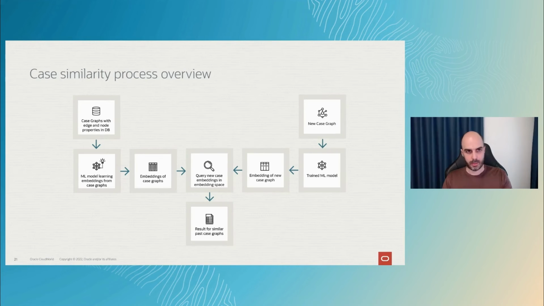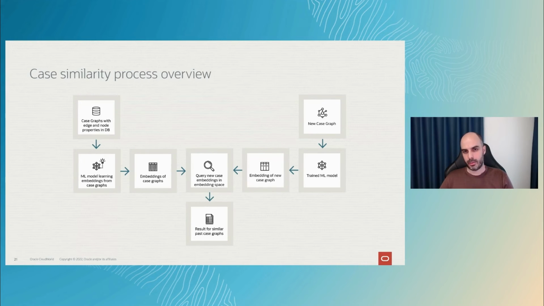So let's have a look at the process overview here. If we start on the left-hand side, we start with the case graphs in our database. Those case graphs include edge and node properties. What we want to do is compute embeddings for those case graphs, which we can then use to look up a new case graph. So we would feed those case graphs into a machine learning model that would compute and learn embeddings from those case graphs. We then create an index of those embeddings in our database.